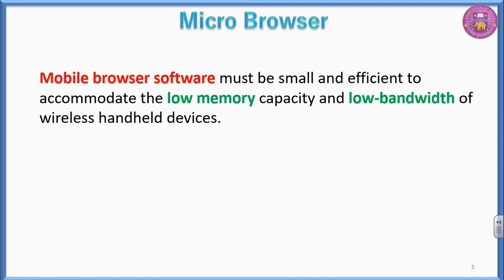Mobile browser software must be small and efficient to accommodate the low memory capacity and low bandwidth of the wireless handheld devices. So it must have two ingredients. The first is that it must be efficient to accommodate the low memory because we cannot have more memory in the cell phone. So it must be of very small size and it must use low bandwidth. Bandwidth means the information carrying capacity.